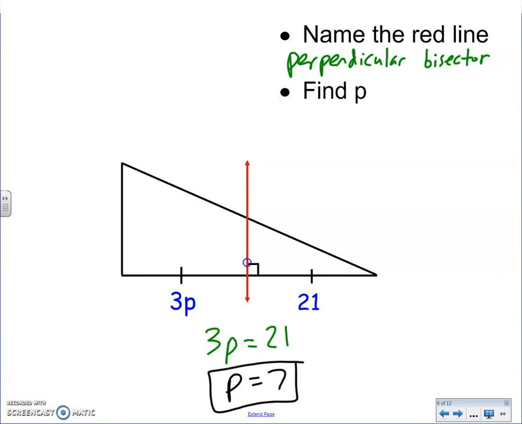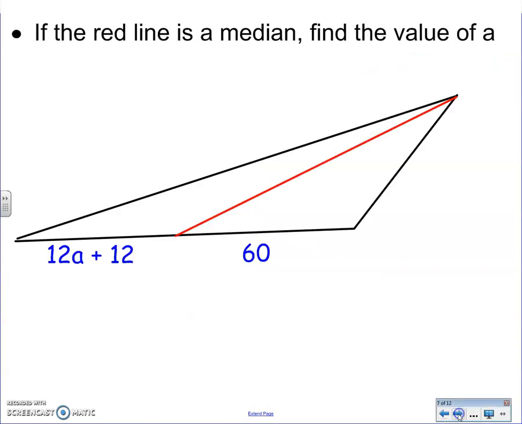Now we're going to do the reverse. Instead of naming the line, they'll tell us the line, and we have to solve or find something. So the red line is a median. Knowing that's a median, we can put some hidden givens or markings on there. Median is vertex to midpoint. If this is a midpoint, I can add that these are the same.